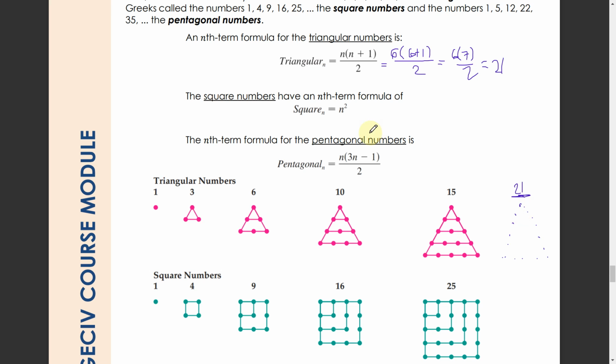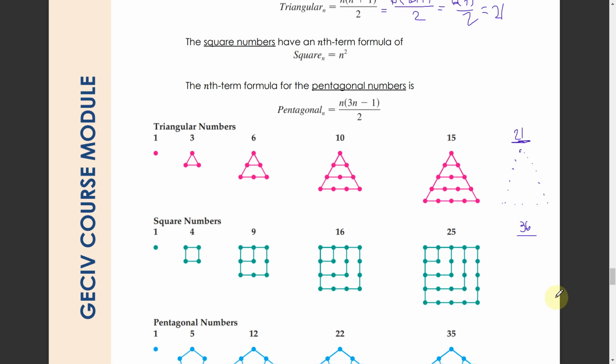So for the square, the formula is easy, just n squared. For the first term, 1 squared is 1. The second term, 2 squared is 4. The third term, n is 3, so 3 squared is 9. Then 4 squared is 16. Then 5 is the fifth figure, so 5 squared is 25. For 6, 6 squared is 36. So 36 dots in the next figure.